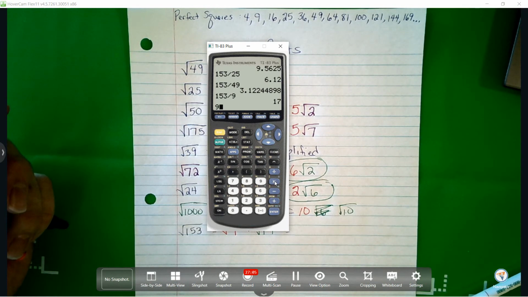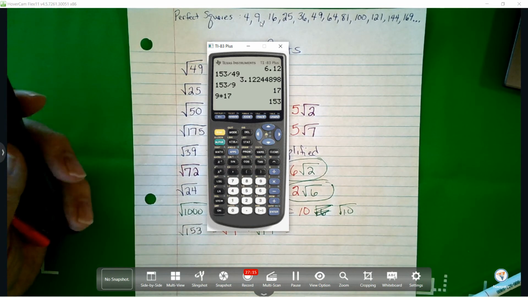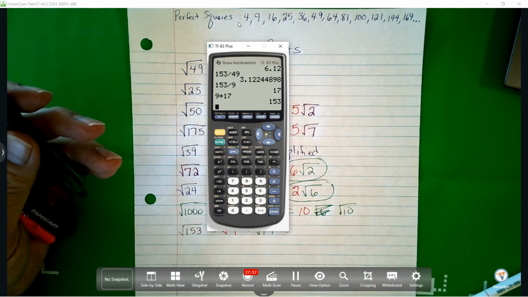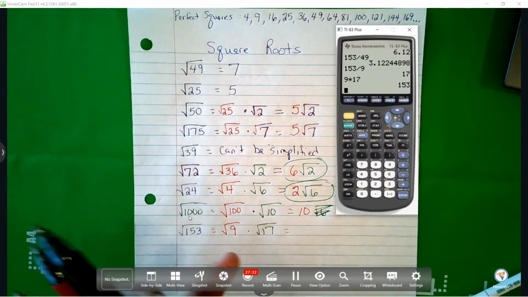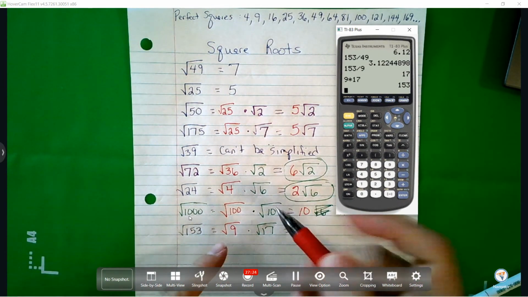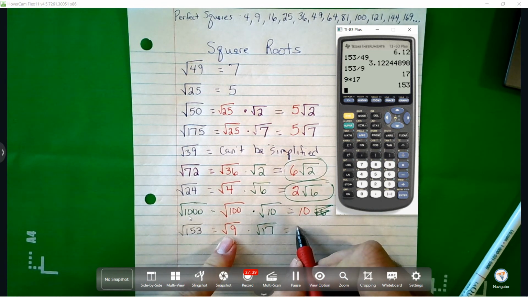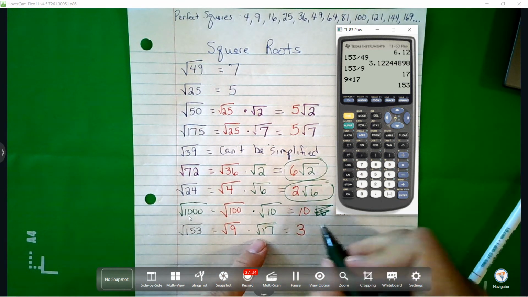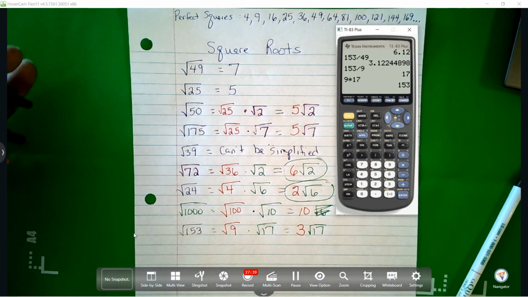9 times 17 is 153. I think 9 is the only perfect square that divides evenly into 153. I said I think, but I really mean I know. Okay? So I can then simplify this by replacing the green 9, the red 9 with the red 3. And the square root of 17, that's as simplified as it's going to go. So 3 square root of 17.